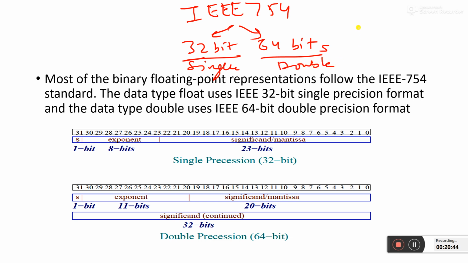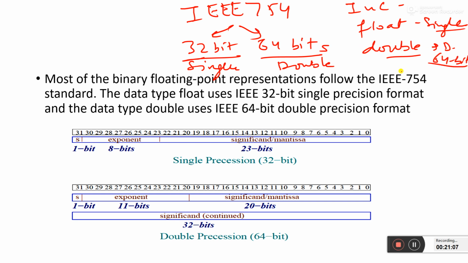So mostly you know that in C programming, you just define float. Whenever you define float, then it is a single precision system. It follows single precision. When you define double, then it assigns a double precision system, which is 64-bit in nature. So that is the floating point number representation: 1 bit is for the sign bit, then the exponent, and then the significant bits or mantissa.